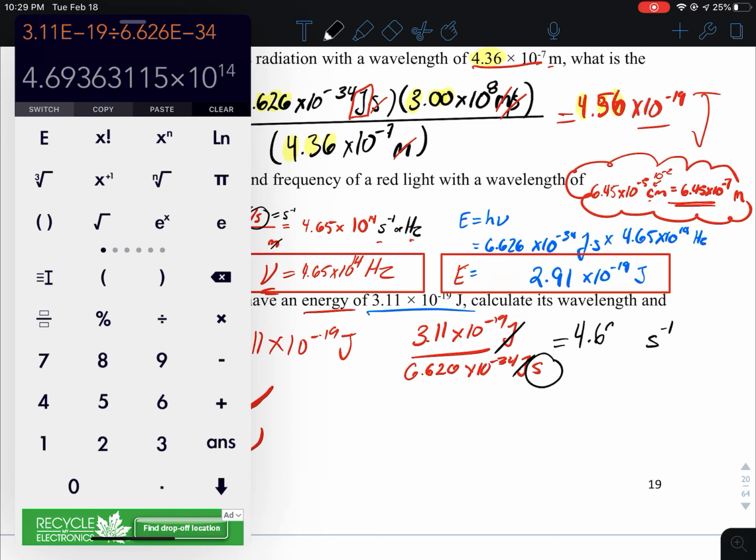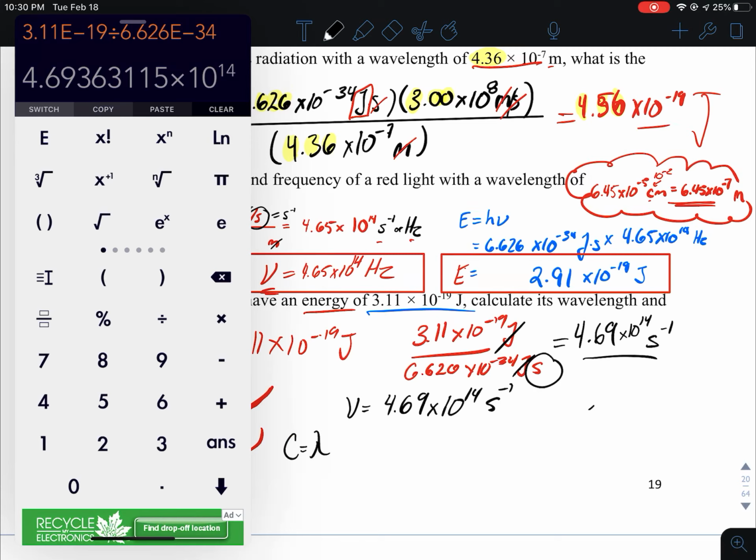Okay, so I get 4.69 times 10 to the 14, and that's in per seconds. This would be my frequency. I'm not indicating my frequency, so I'm going to rewrite this just to make sure that it's clear. Times 10 to the 14 seconds to the negative 1, or hertz would have been fine.